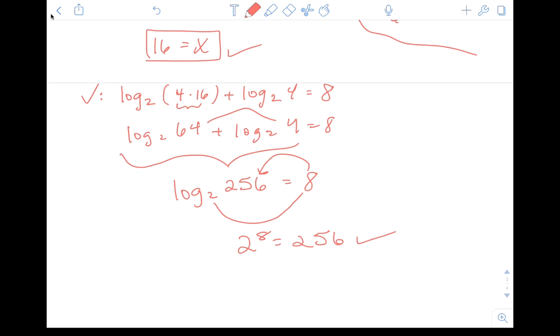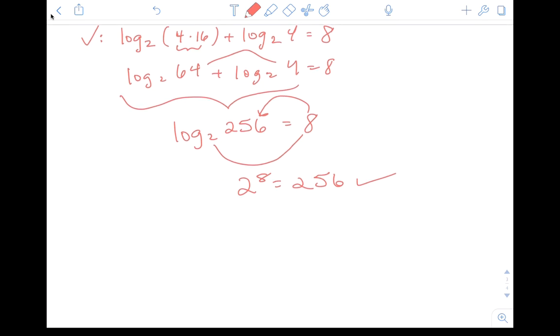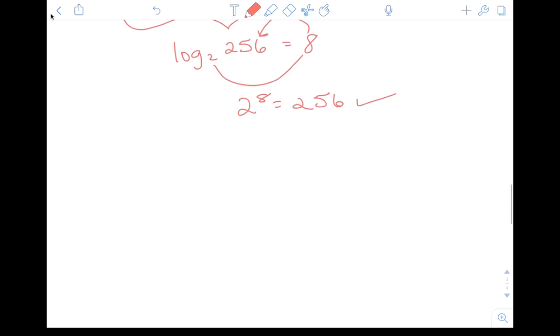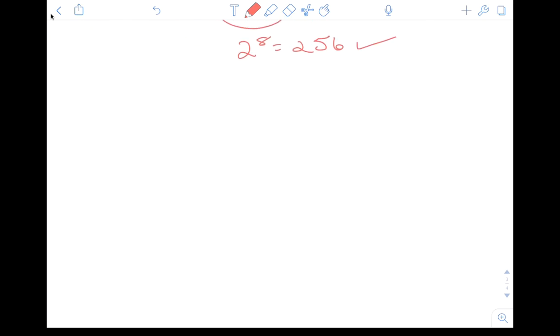Next time in lesson 2.6, we're going to do some more difficult ones. Once these get good, once you get comfortable, we need to make sure you handle what's extraneous and what's not extraneous. So that's coming in lesson 2.6. See you then.